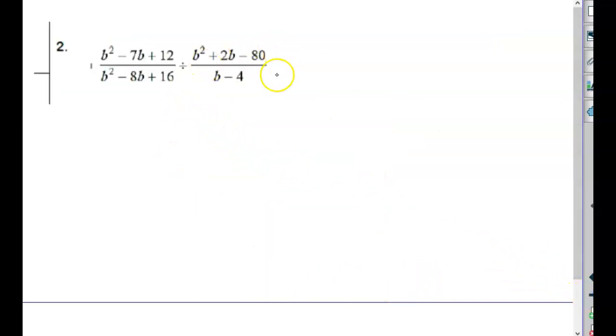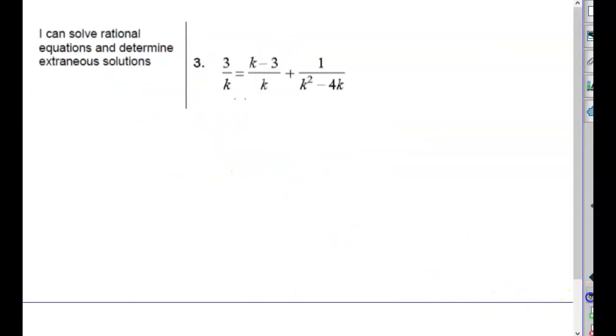Can I skip this? This is just a whole lot of factoring and then reducing, right? Do you need to see this one where you multiply through by the common denominator? Anybody? Yeah? Okay. This one has a k times a k minus 4 as the denominator. So the least common denominator would have both a k and a k minus 4.